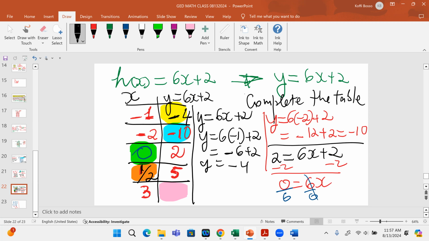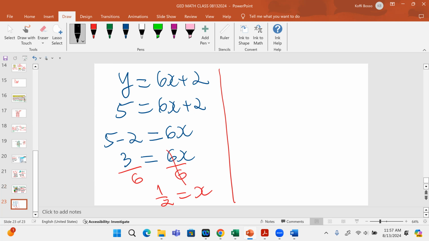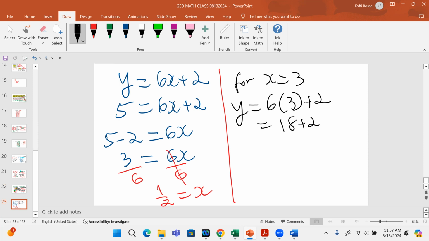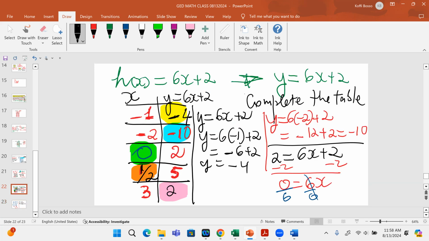Yeah. And the last one, yes, 20. So for x equals 3, you have y equals 6 times 3 plus 2. 18 plus 2 is 20. So far, so good.